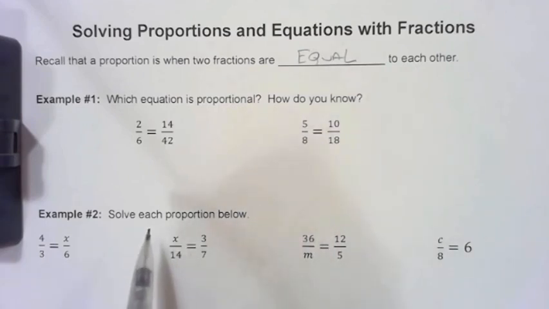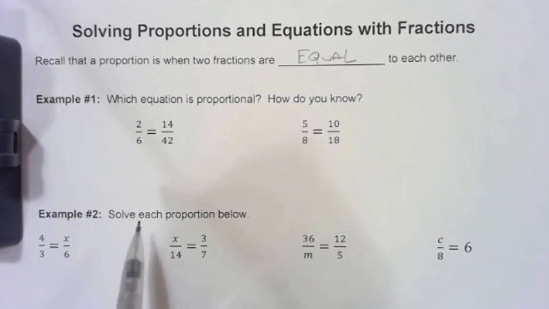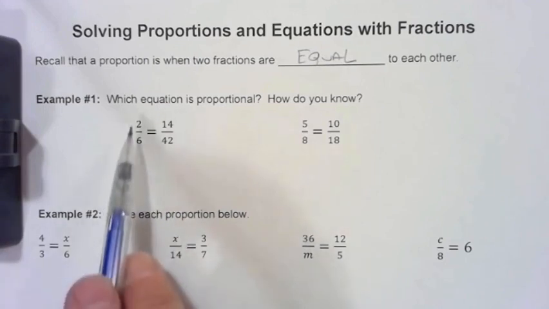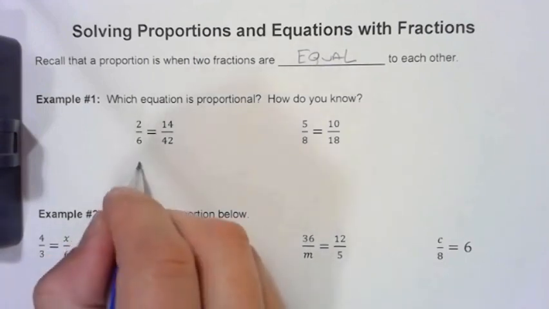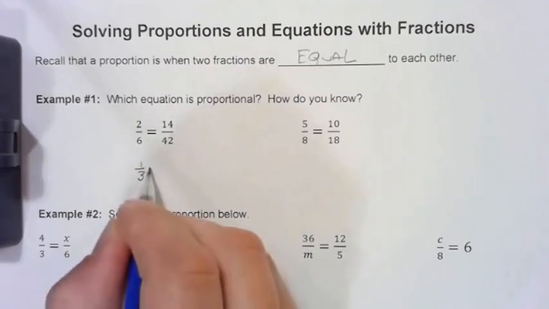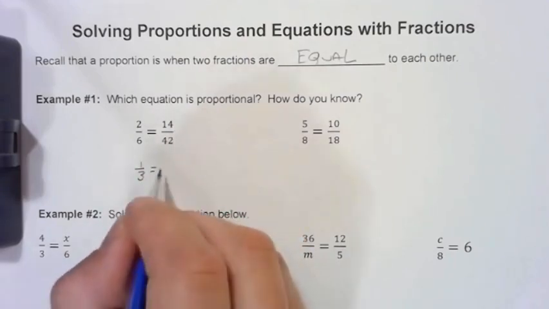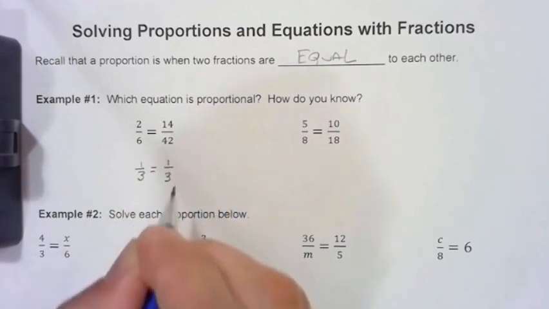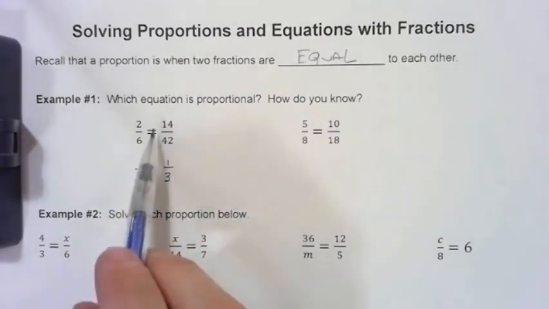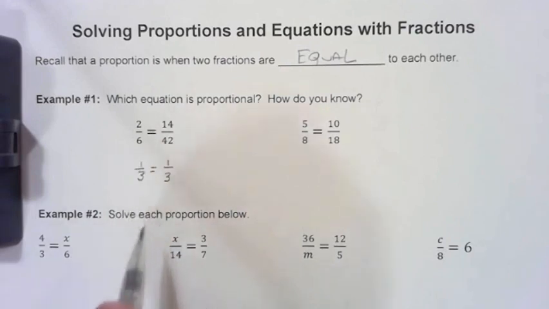Well, there's a couple of different things that we could do to test for proportionality. One thing that we could do is try to simplify each fraction and see if they are equal. In this first example, 2/6 would simplify down to the fraction of 1/3. And 14/42, both of those numbers are divisible by 14. That also simplifies down to 1/3. So this example definitely does represent a proportional relationship.